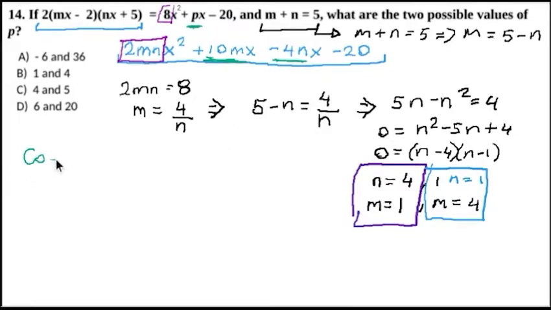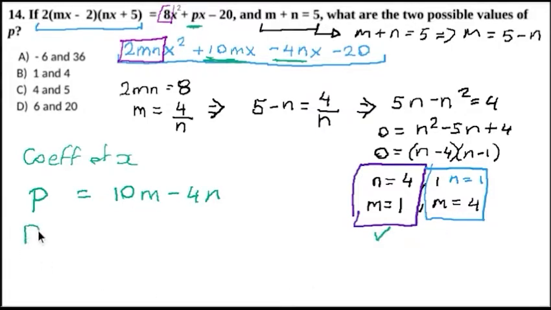So the coefficient of x, okay, on one side we will get p, and on the other side we have the 10m minus 4n. Now we're going to substitute this set in, and we will get p is equal to 10 by m is 1 and n is 4. So we'll get 10 by 1 minus 4 by 4.